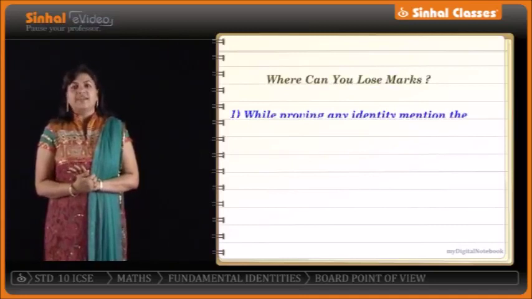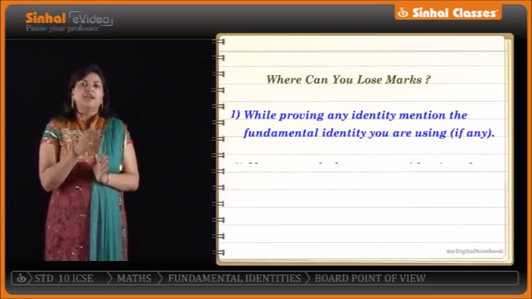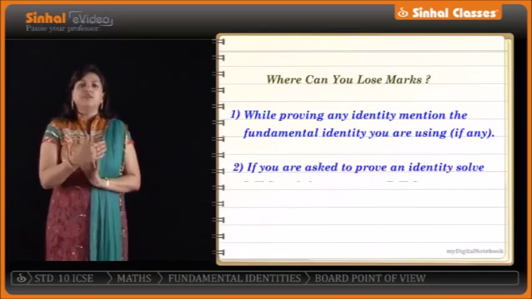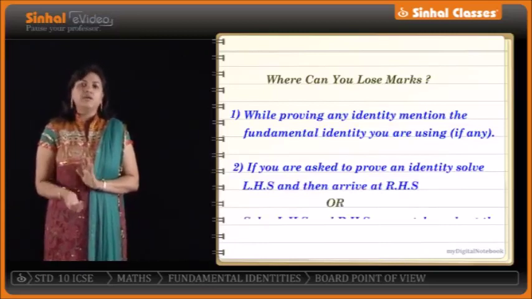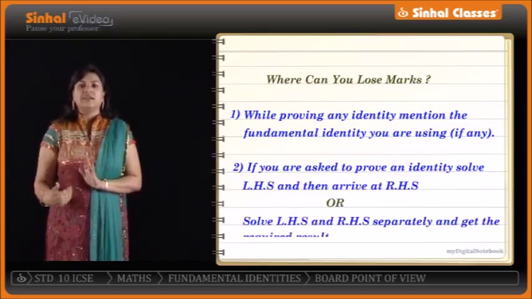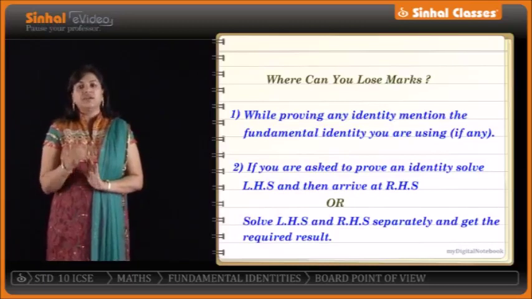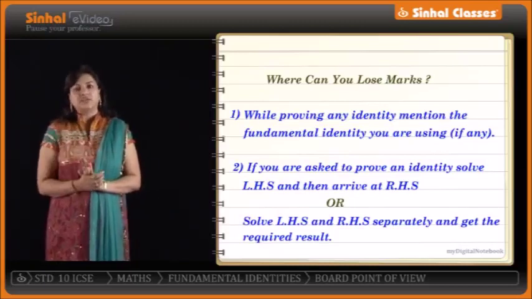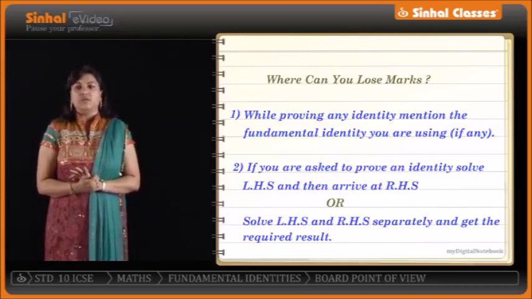Whenever you are proving an identity, always mention the fundamental identity which you are using to solve it. Also remember, whenever you are proving, you have LHS and RHS. We normally start with LHS and arrive at RHS. Or you could take LHS separately and RHS separately and prove them to be equal. But do not assume that LHS and RHS are equal and solve them at the same time. In doing so, it is possible that no marks may be awarded.